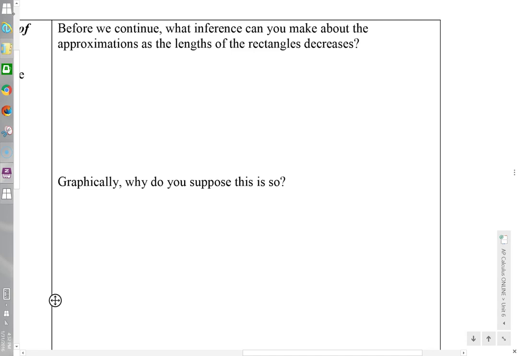And this is a really good question. So I'm going to let you think about what kind of inferences you can make about the approximations as the lengths of the rectangles decrease. Now we're talking about the width there. So we had 2, we had 1, we had 1/2. What can you conclude? Put your answer right here, pause it, and see if you said something similar to what I'm going to say.